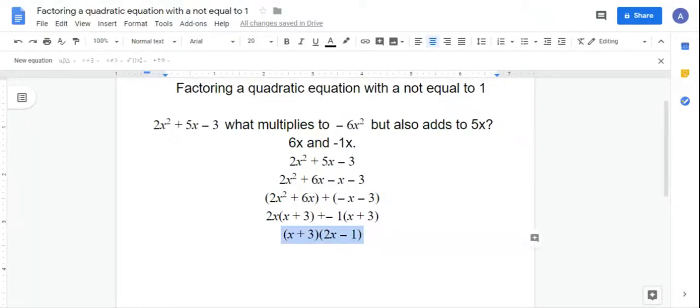You can verify this by using either the FOIL method or a Punnett square to get back to the start. You'll notice that if you do that, you do end up back with what you originally started with. So this 2x squared plus 5x minus 3 is the original, and this is factored form. This is what you want your final answer to be.